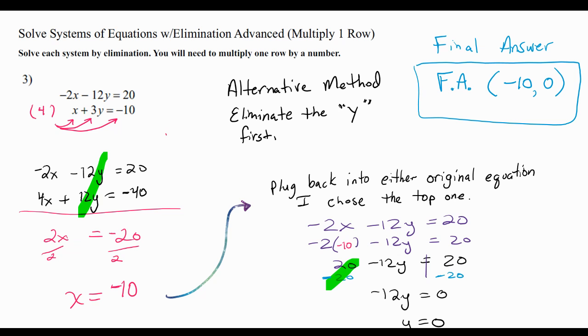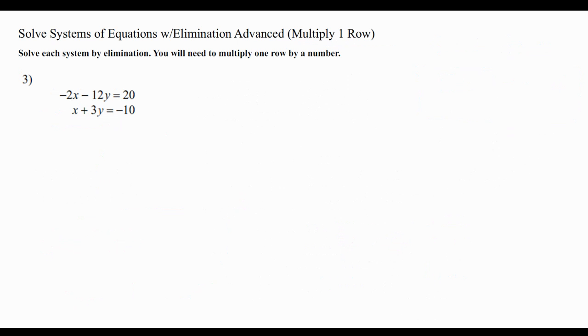Okay, moving on. There's number 3. All right. So on this one, we're going to go ahead and I'm going to eliminate the x. So right now it's a 1x. So what do I want in that spot? I want it to be a 2x because then 2x's minus 2x's would cancel. So how do I change the 1x into a 2x with multiplication? I do that by multiplying by 2. So I'm going to multiply everything in that row by 2.